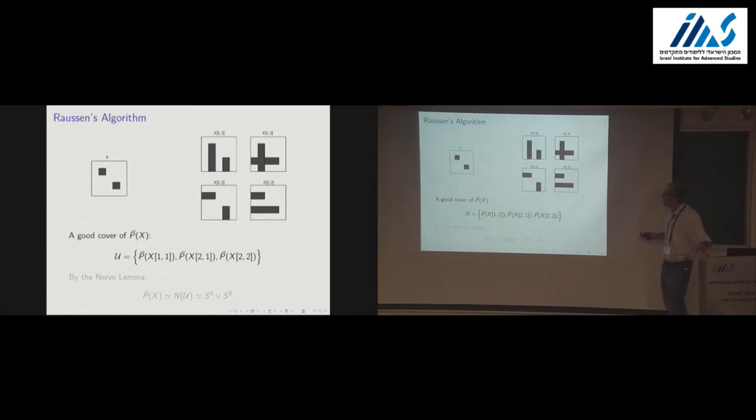So you get a bunch of spaces that are all contractible, such that the intersection of any of them is also contractible or empty. And then, by the nerve theorem, the nerve lemma, you infer that the path space is actually homotopy equivalent to the nerve, and at least you get a finite complex.